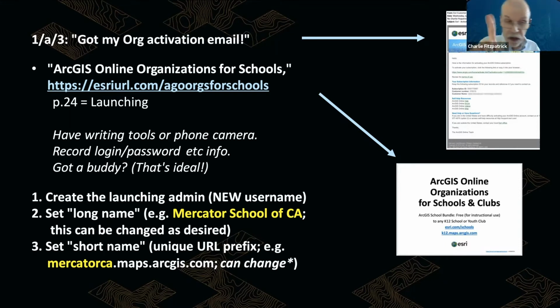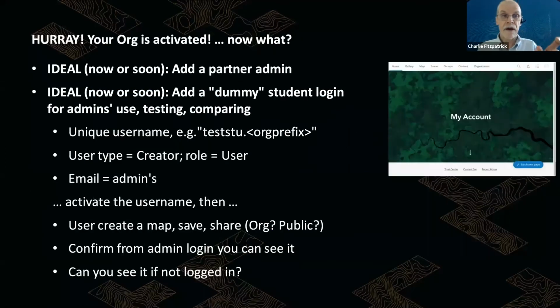2 things: the long name. That's what is it called, and what's the name on the title on the front page? The Mercator School of California or something like that. And you can change this one as you need to. Then there's the short name, and that's the part that is the URL. That needs to be unique in the entire universe. You can change it, but it's best to know what you want to call it right away at the start.